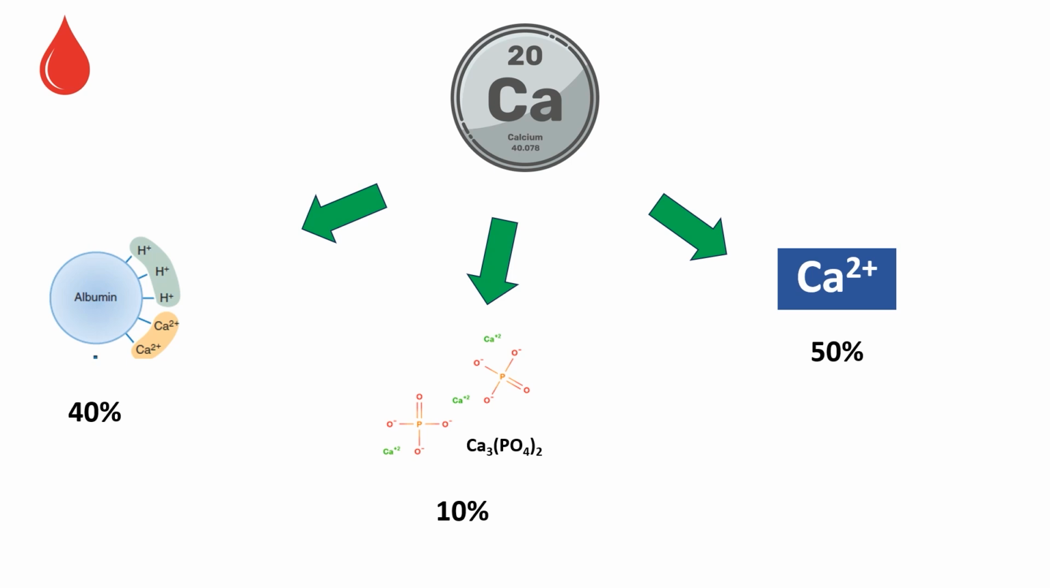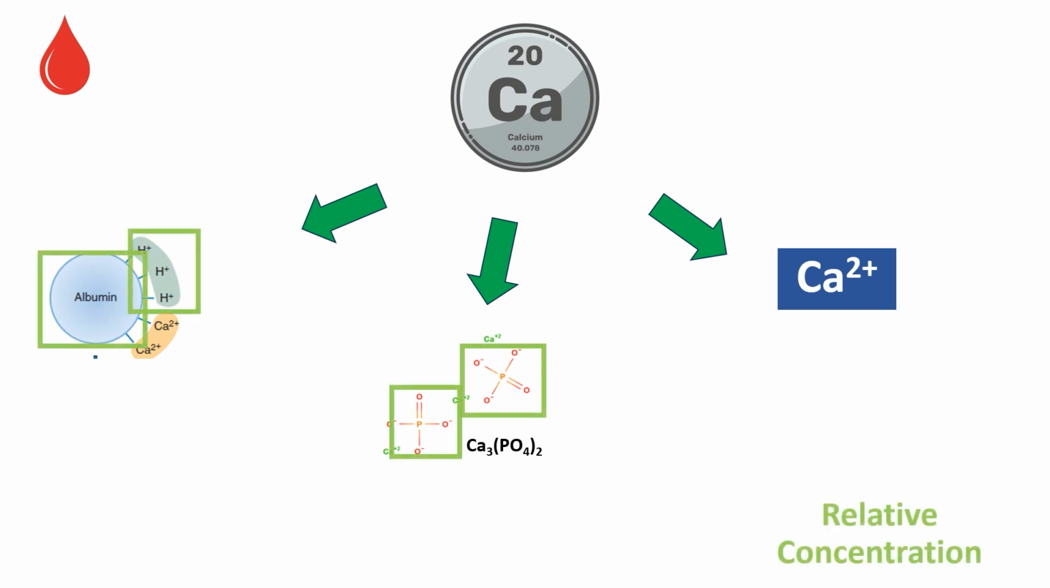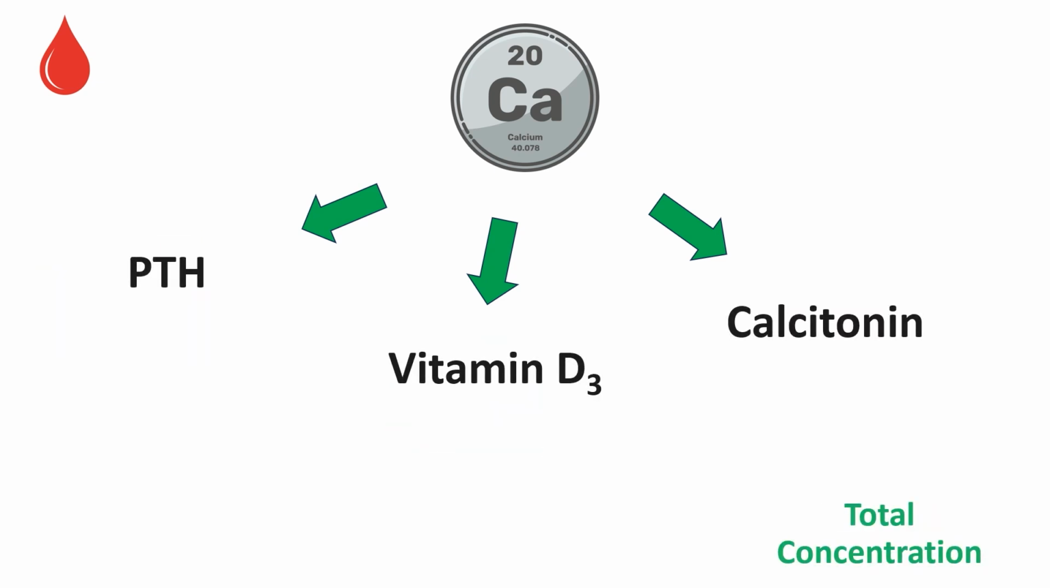Factors that affect the relative concentration of each form of calcium in the blood include plasma protein concentration, acid-base abnormalities, and ion concentration. Factors that affect the total concentration of calcium in the blood include PTH, vitamin D, and to a lesser degree calcitonin and ulcerations.